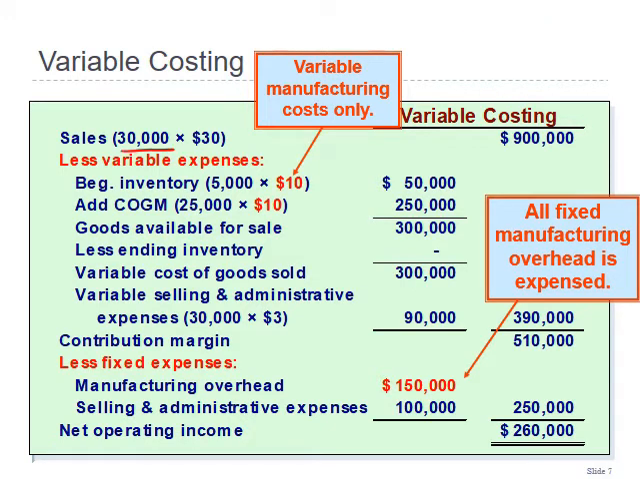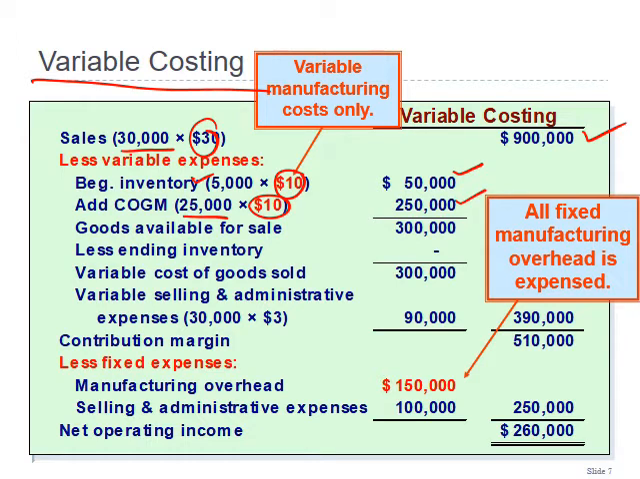Okay, so we sold 30,000 units. 30 is our per unit selling price. 900,000 is our sales, and then less all variable costs. We know that our beginning inventory is 5,000, and 10 is our unit product cost under variable costing, multiplied, the answer is 50,000. We manufactured, cost of goods manufactured here 25,000 multiplied by the variable costing unit product cost, 250,000.